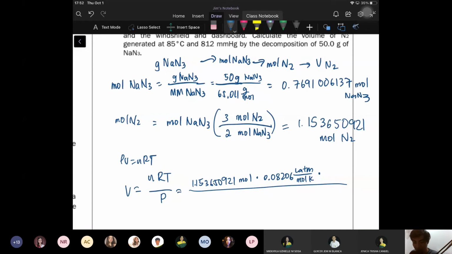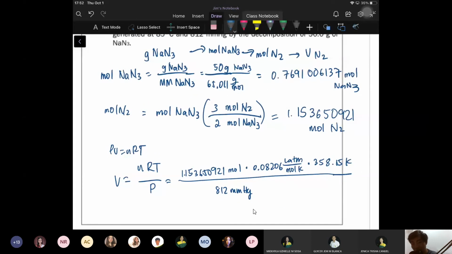Temperature: what is the temperature? 85 degrees Celsius, so 85 plus 273.15, that's 358.15 Kelvin. Pressure is 812 millimeters of mercury. Is that okay? No, why? It's in millimeters of mercury. Don't panic, because what we need there is atm, but what we have is mmHg. So we have to convert. Don't panic. Again, 1 atm is just 760 mmHg.